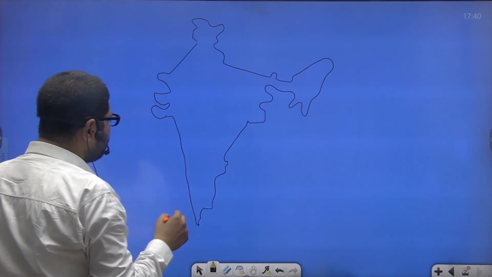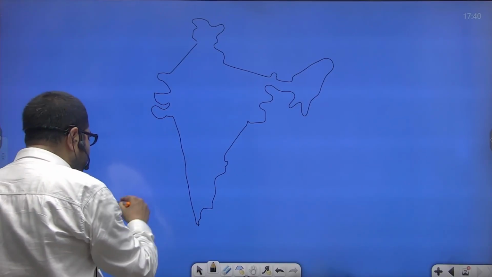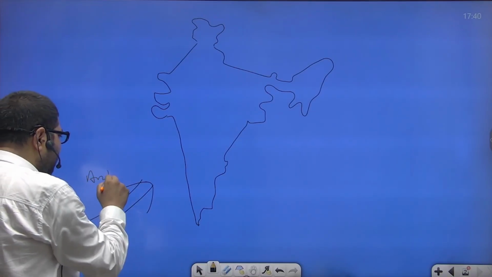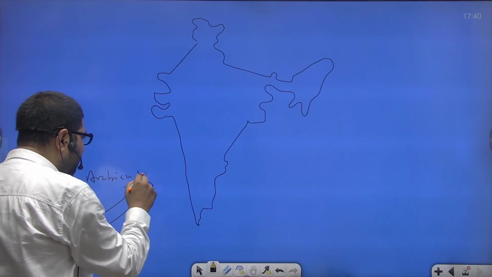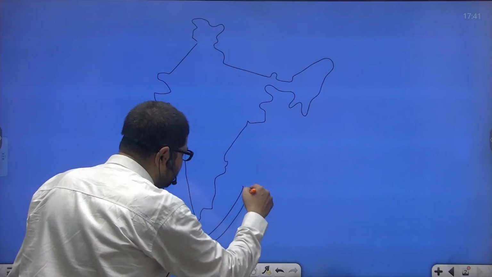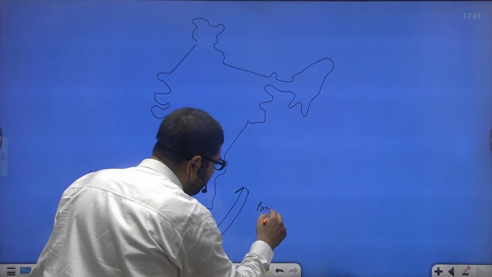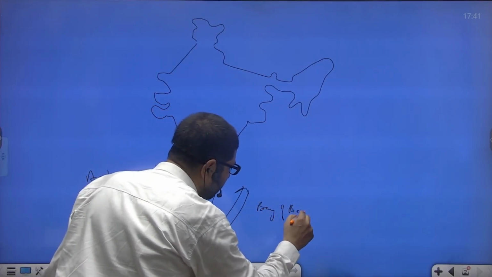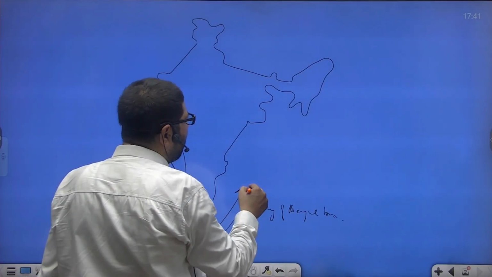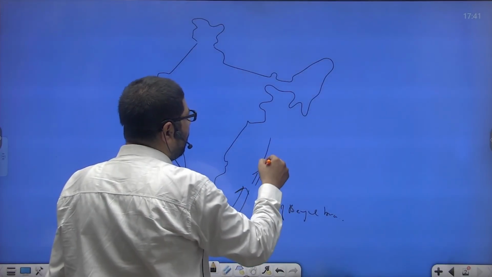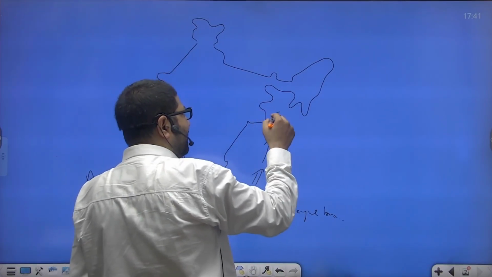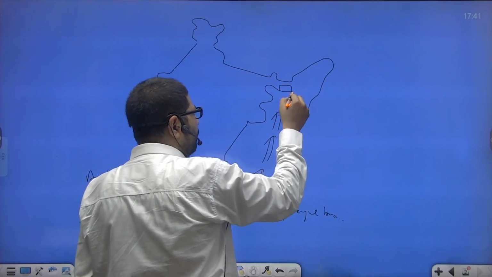In India, monsoon proceeds in the form of two branches. One is the Arabian Sea branch, and second is the Bay of Bengal branch. This Bay of Bengal branch passes over Bangladesh. It segregates on encountering Meghalaya plateau.